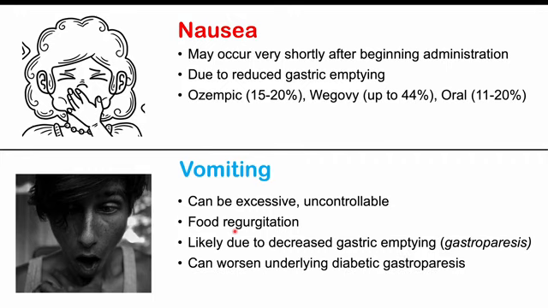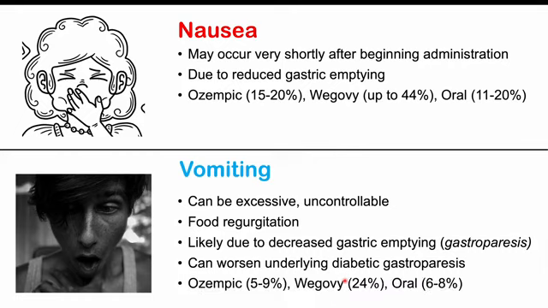So especially when we're talking about diabetic patients taking these medications, if they already have an underlying diabetic gastroparesis, this can worsen it. So there can be even worsened diabetic gastroparesis, so they can have worsened nausea and vomiting because of it. And again, here are the rates of occurrence. And again, we can see Wegovy occurring up to a quarter of patients.